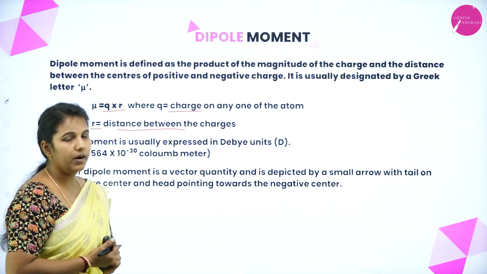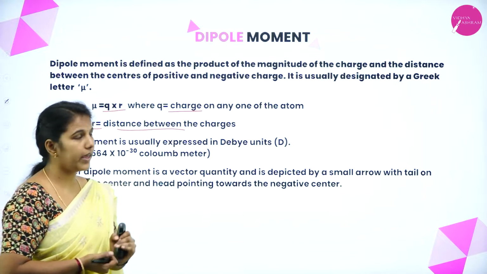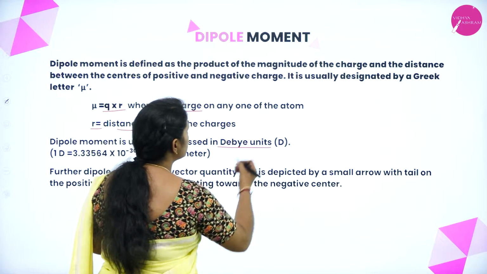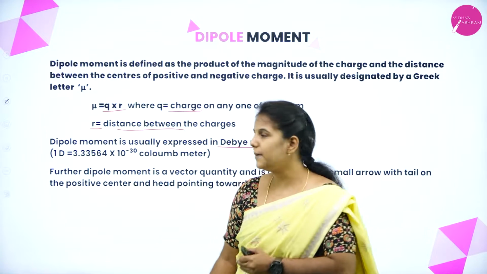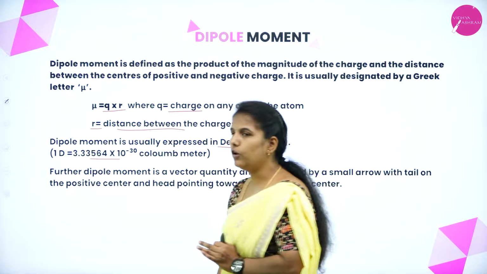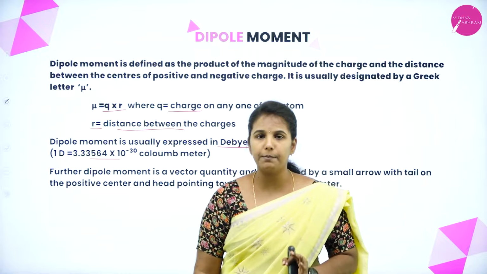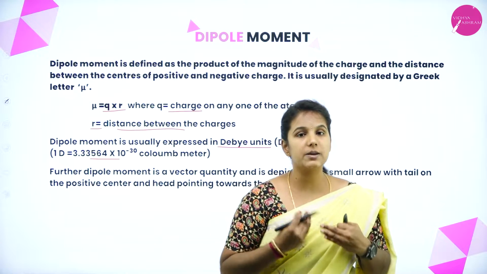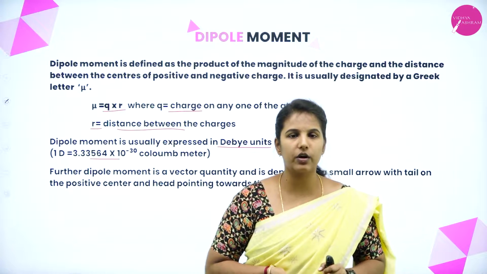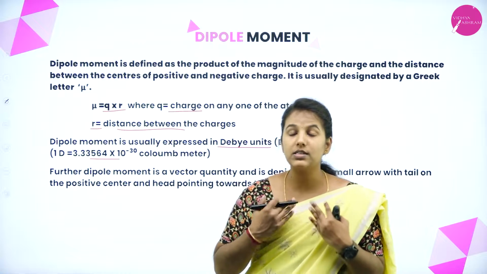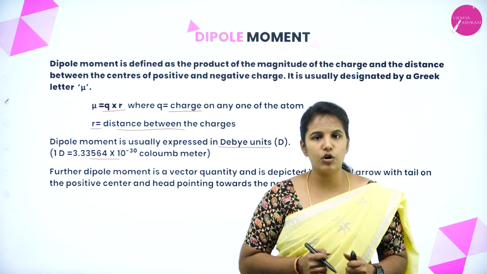Remember, this dipole moment is expressed in Debye units. This is the unit for the dipole moment, and it has a constant value of around 3.33564 into 10 to the power of minus 30. This is a constant value for the dipole moment, and always remember it is a product of the charge on the atom and the distance between the charges. Furthermore, we are going to understand dipole moment by looking at polar and non-polar molecules.